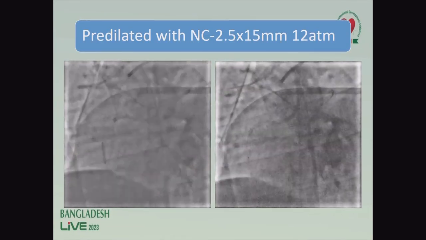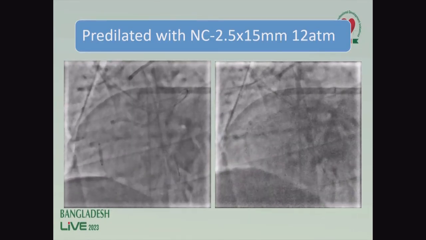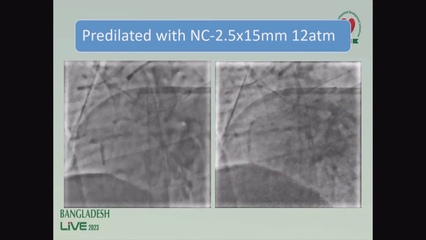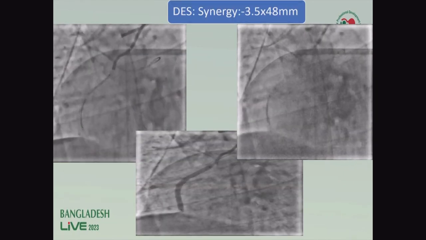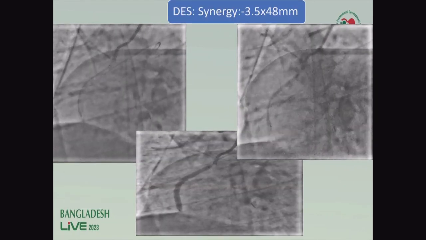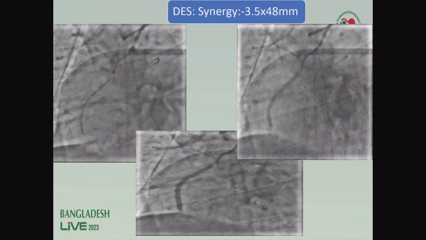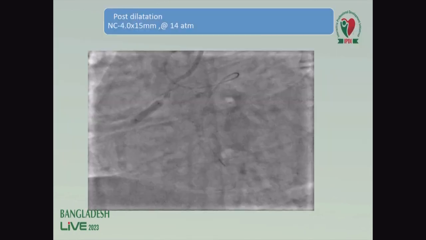We pre-dilated with an NC 2.5 by 15 balloon, and we took a Synergy 3.5 by 48 and deployed. Post dilatation was done with a 4 by 15 balloon.